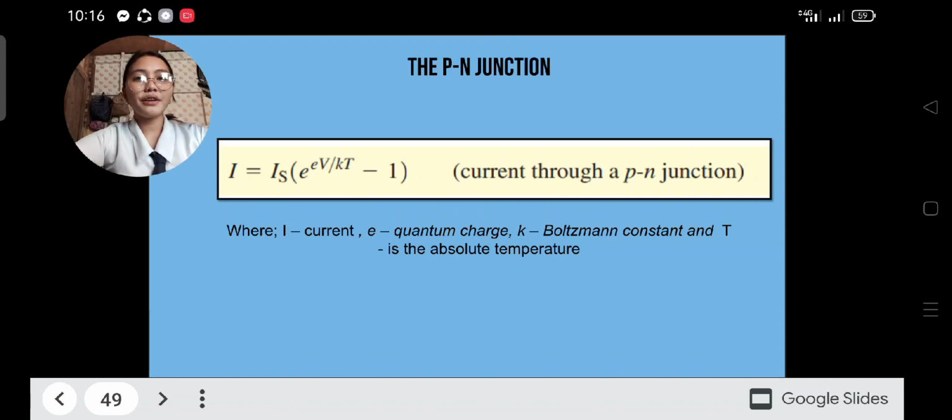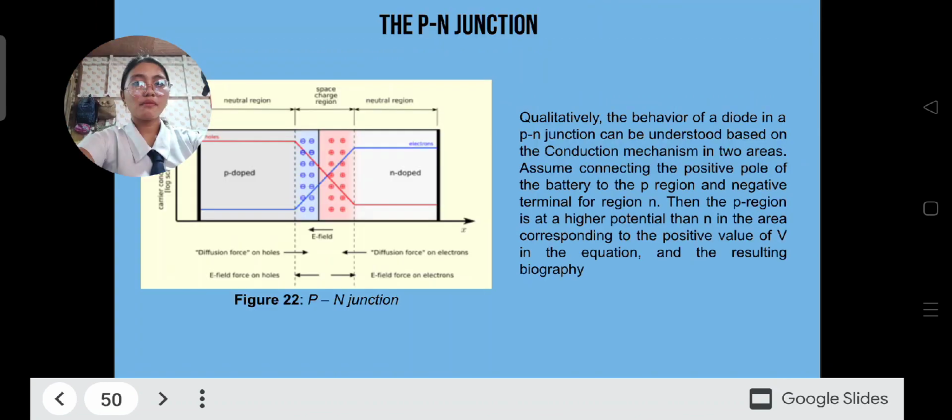So we have here the formula of the PN junction, where I is the current, E is the quantum charge, K is the Boltzmann constant, and T is the absolute temperature.